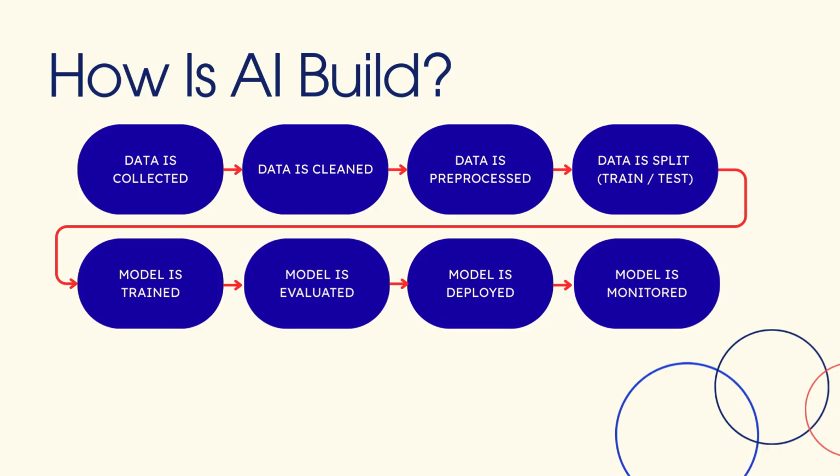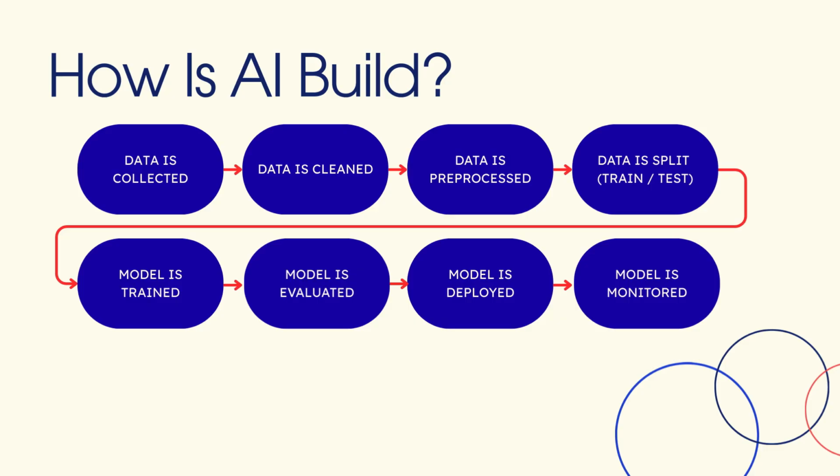Let's understand the flowchart of how artificial intelligence is built using a real-life example. Imagine they are building a system to detect spam emails. First step is data collection. They collect thousands of emails, both spam and normal emails. Second is data cleaning. They remove duplicate emails, fix formatting issues, and organize the data properly. Third is data pre-processing. They convert text into numbers so the system can understand it.